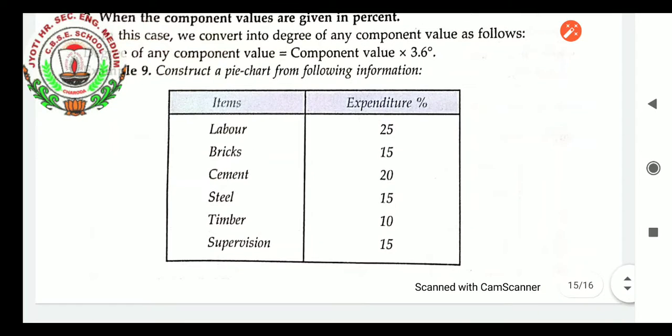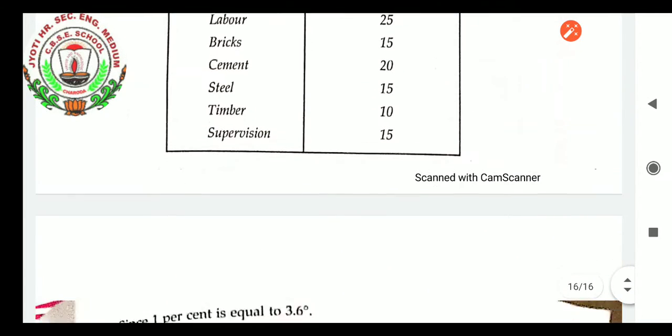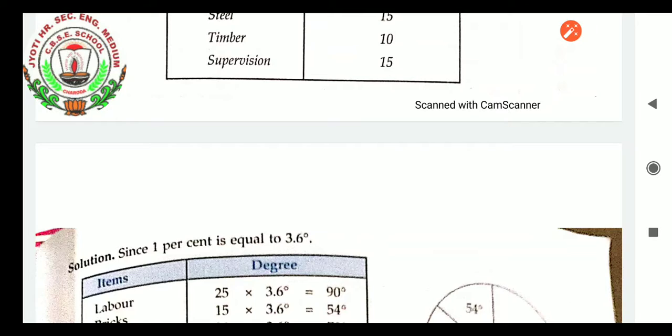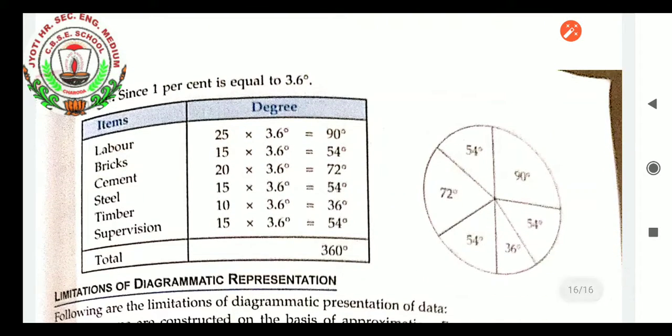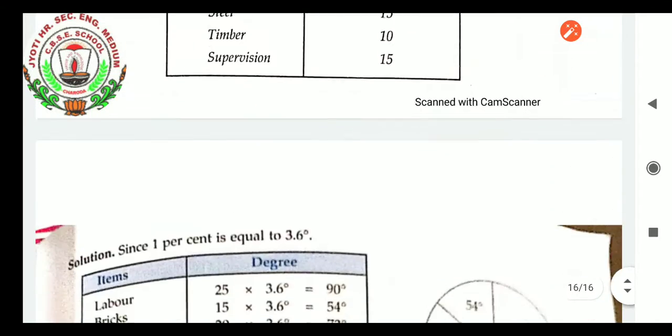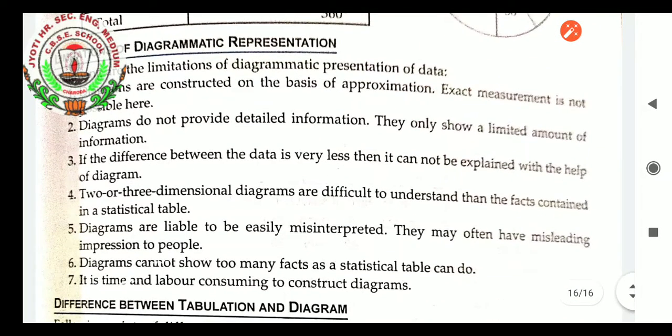So items of expenditure percentage: labor, bricks, cement, steel, timber, supervision is given, expenditure is given. We can convert it: 25 into 3.60 degrees equals 90. So this way we get the degree. When the particular thing is in percentage form, we convert it again into degree form, and then we make the pie diagram.